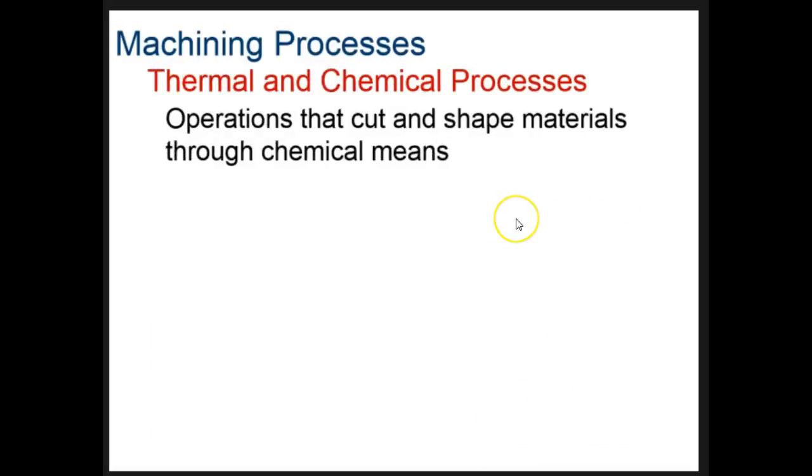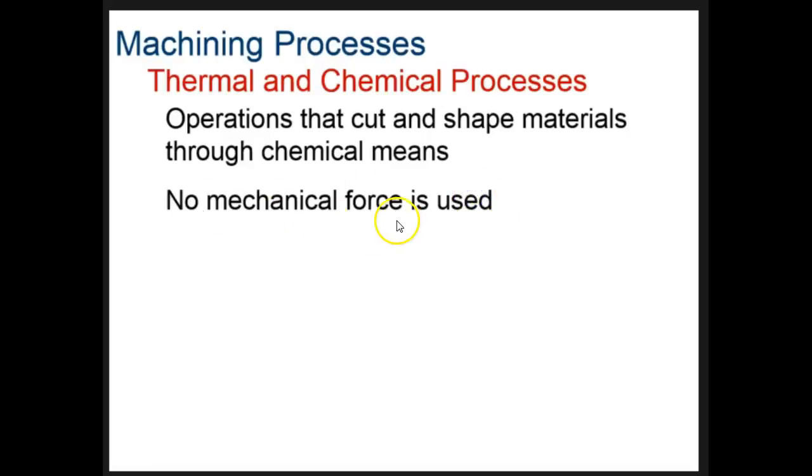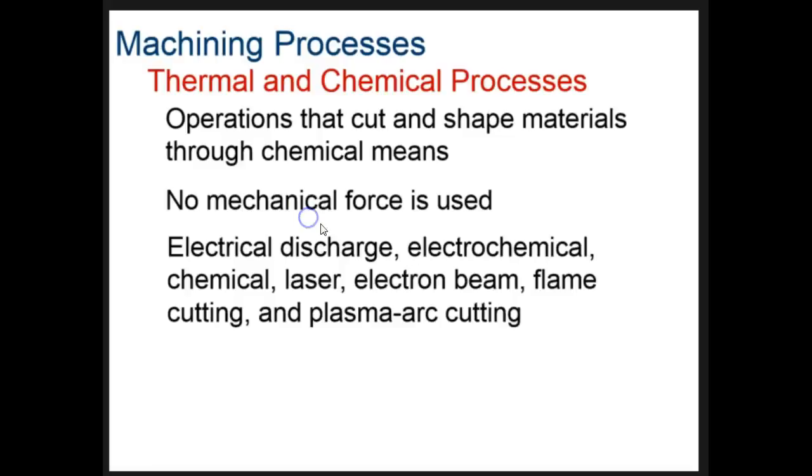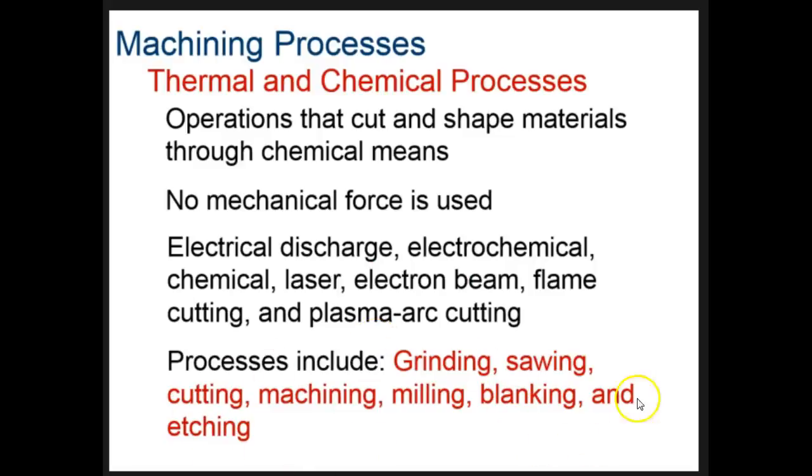There's also a couple of other processes that we can use that are not mechanical. In these cases, it's not a mechanical one piece of machinery pushing on another, but we're using either thermal or chemical. We could also use electrical discharges, flames, lasers, plasma cutters, water cutting, etc. And basically, if you notice this list, this is all the things we just talked about. We can also produce all of these with chemical or thermal processes.